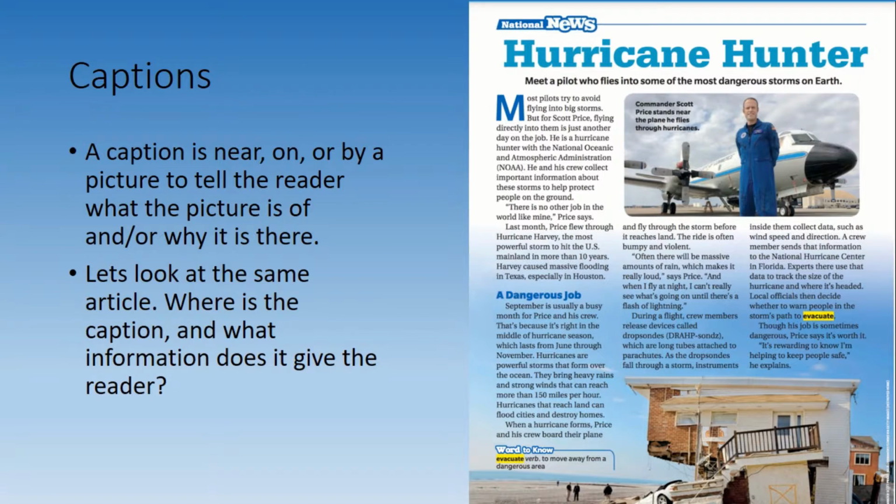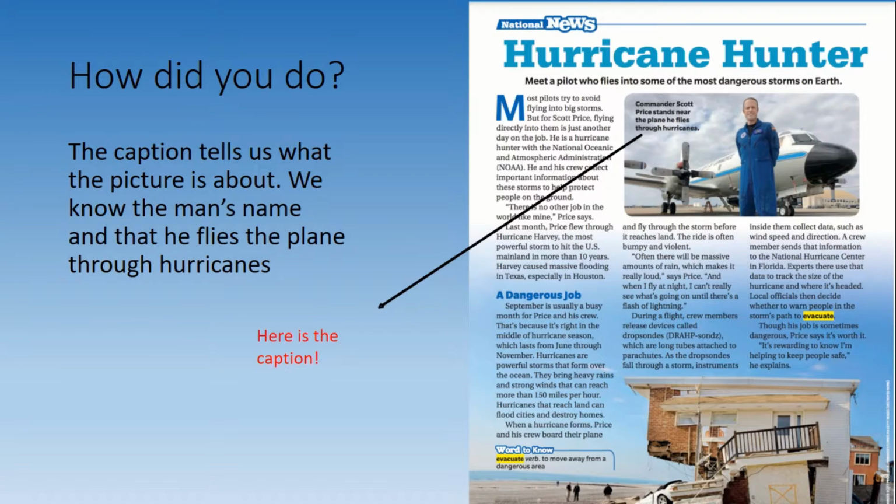Okay, let's see how you did. I have an arrow pointing to the caption here. Our caption says, Commander Scott Price stands near the plane he flies through hurricanes. The caption tells us what the picture is about. We know the man's name is Commander Scott Price and that he flies the plane through hurricanes.